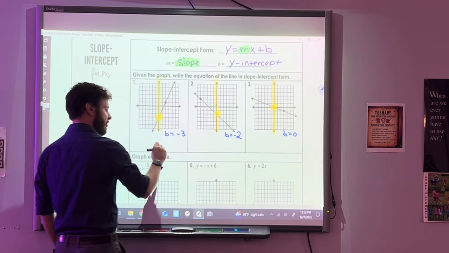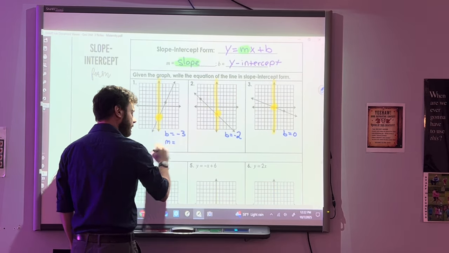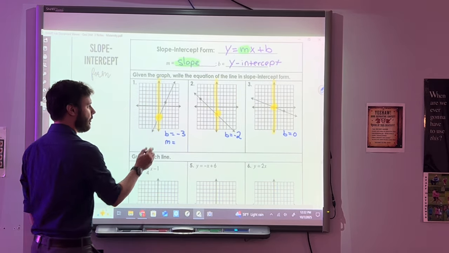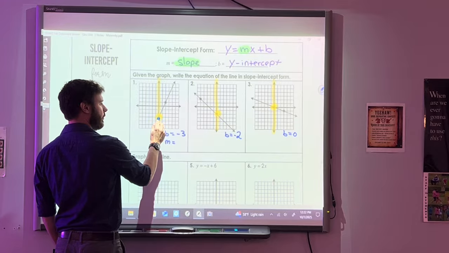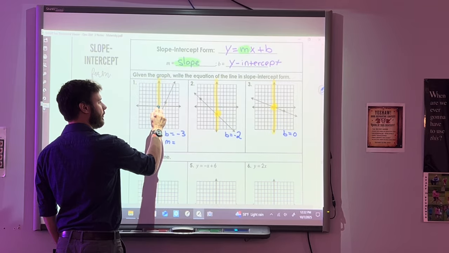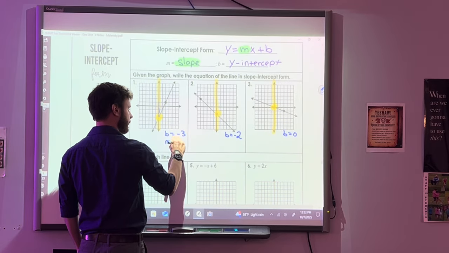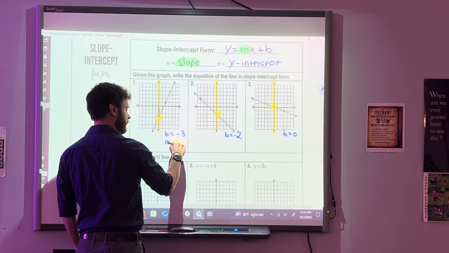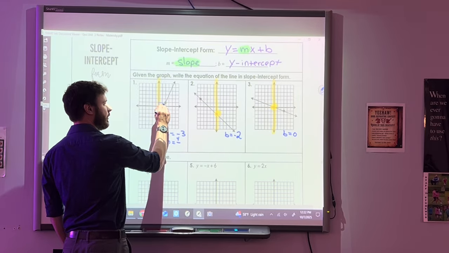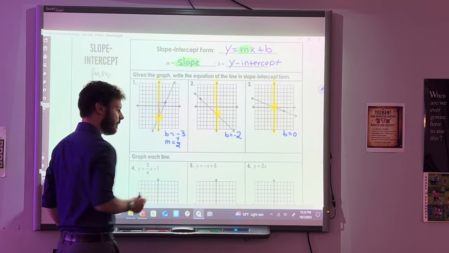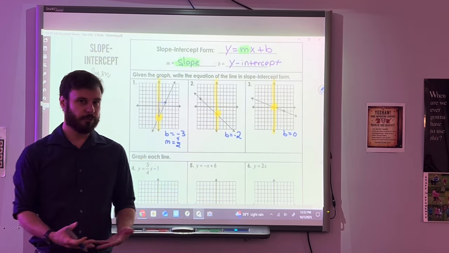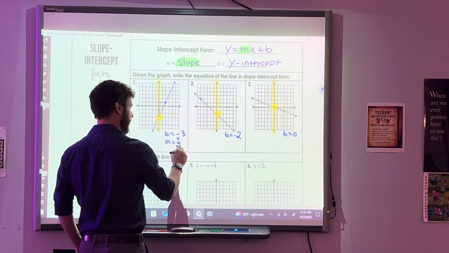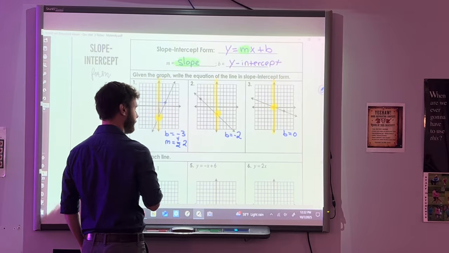Now let's talk about the slope. The slope is the rise over the run, so how far did we need to go up? 1, 2, 3, 4. And then we ran 2. Well, it's 4 over 2. We can reduce that. We need to. So my slope is actually 2.